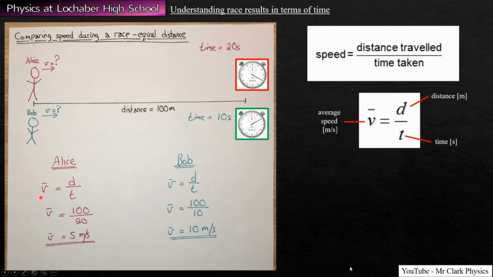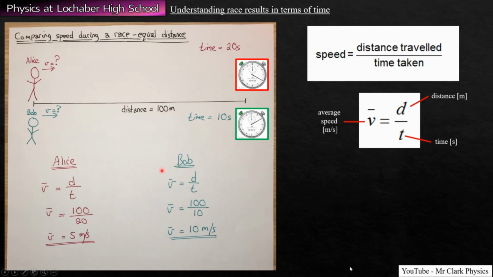For Alice, we have velocity or speed is equal to distance over time. Her distance was 100 meters, so we swap that in here. Her time was 20 seconds, so I'm going to take the t and replace it. And then I've got a sum for my calculator. 100 over 20 makes 5, and I look at the numbers I put in, 100 meters, 20 seconds, and that tells me the units that have to come out here. Because I wrote meters in and seconds in, I get meters per second out. The same sum works for Bob.